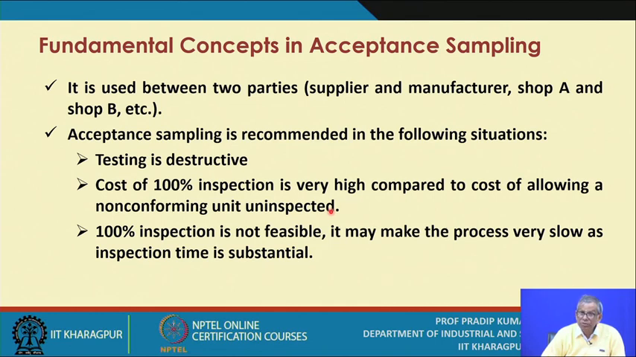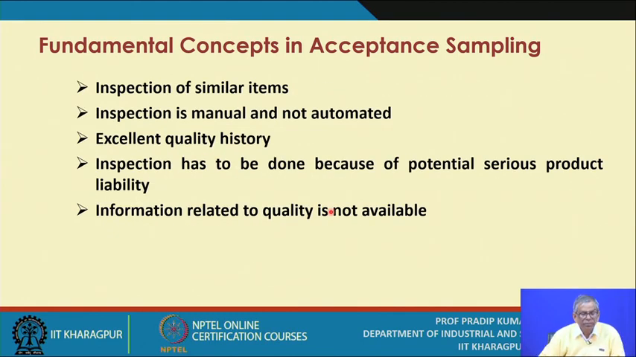Third, 100% inspection is not feasible. It may make the process very slow as inspection time is substantial. Is it okay? Fourth, inspection of similar items. When you look at the items, you find they are almost similar. So why do you test all the items? It's better that you just select a sample, right? Similar items. Fifth, inspection is manual and not automated.